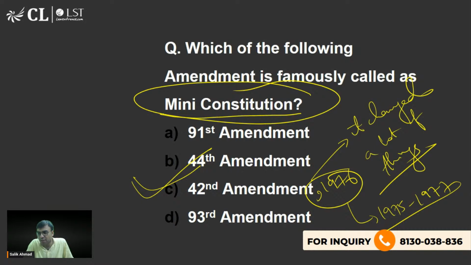मेरी थोड़ी आवाज बैठी हुई है, so I have some little fever. So I'm very sorry if you have any voice issues, but hopefully you will be able to understand what I'll be teaching. So C is the right answer to this question.